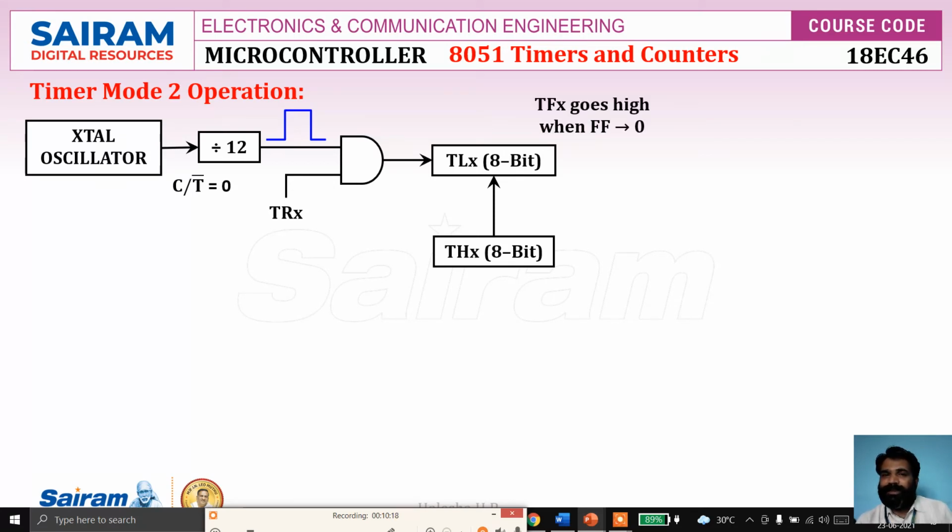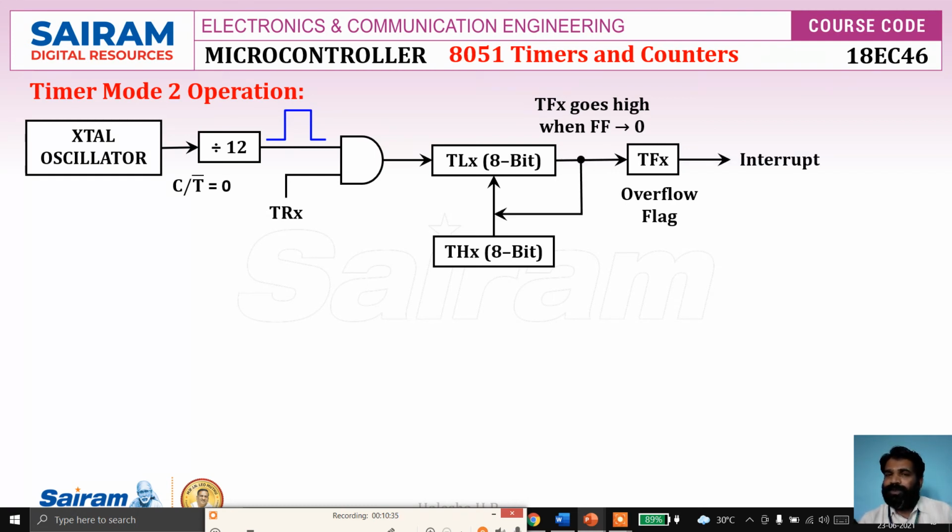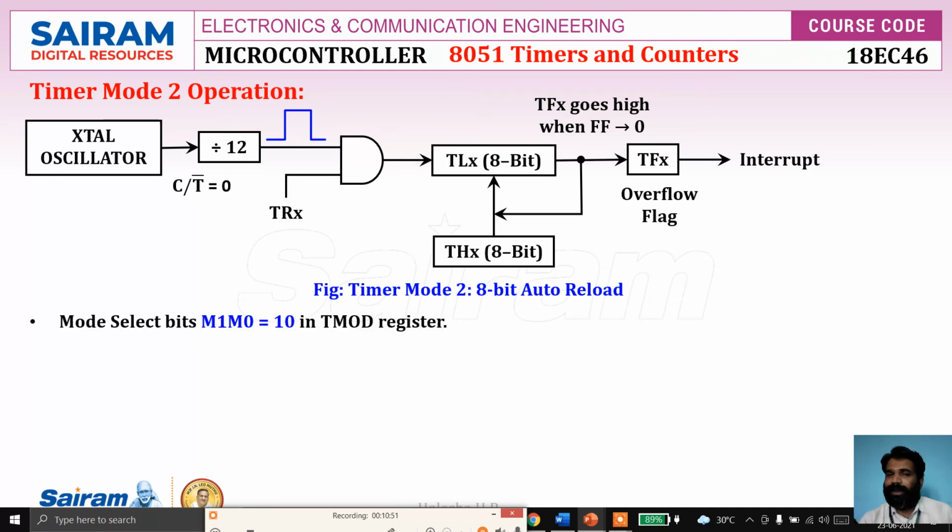Here, since it is 8-bit, the timer flag is set to 1 whenever it rolls over from FF to 0. Then the corresponding timer overflow flag is set, and then it's going to interrupt. So whenever it overflows, it gives a signal to THX. It loads the copy of this into TLX. No need to reload again and again. We have an auto reload mode. So this is about timer mode 2, that is 8-bit auto reload.